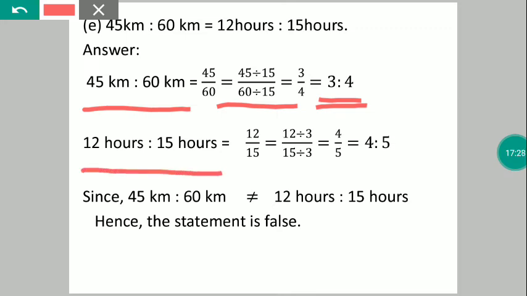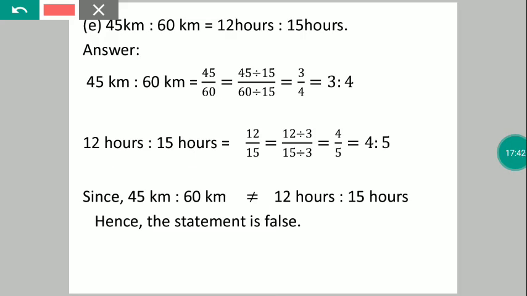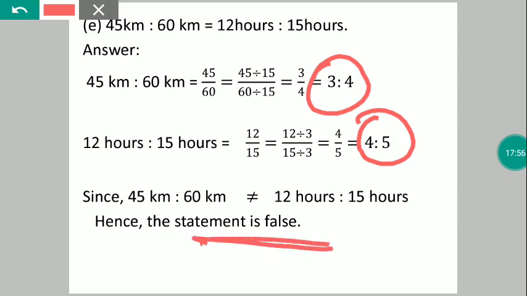So 12 by 15, divide numerator and denominator by 3. So 12 by 15 is equal to 12 divided by 3 upon 15 divided by 3. So 4 upon 5, which is equal to 4:5. Now both the ratios are different, 3:4 and 4:5, and it is given that the ratios are equal, so the given statement is wrong. So the ratios are not equal, so the statement is false.